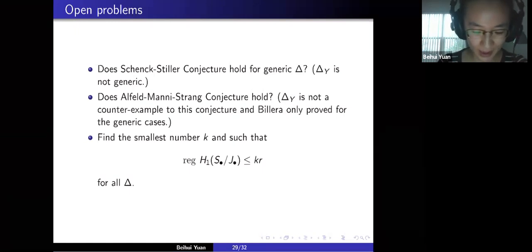And we want to find the smallest number k such that the regularity of H1 is smaller than or equal to kr. What is the number, right?